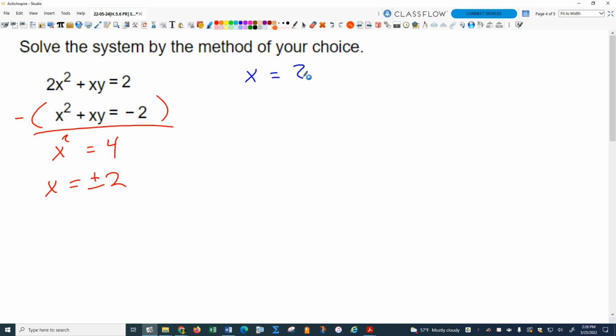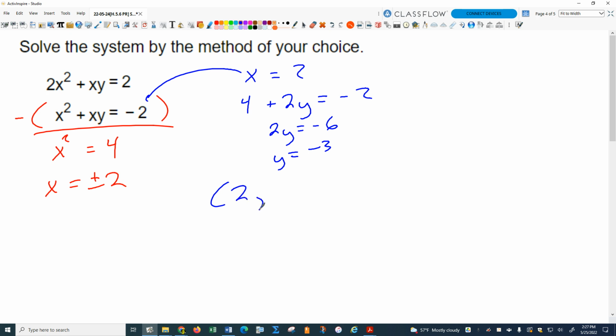So if I plug x equals 2 into that one, I would just get 4 plus 2y equals -2. And if I solve that, I'm going to subtract 4 from both sides. So 2y equals negative 6. Everybody agree y equals negative 3? So I get the ordered pair x equals 2, y equals negative 3.